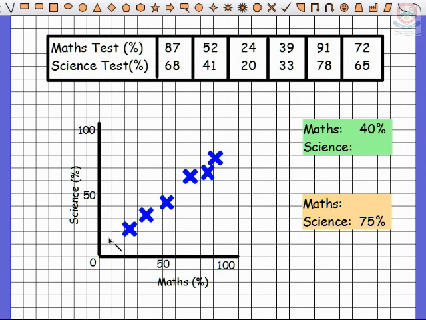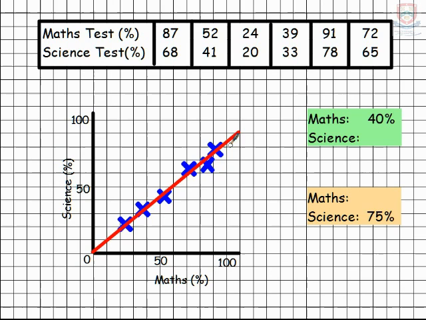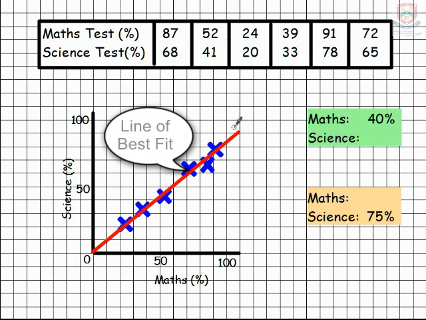Now I'm going to make an assumption here that if you get 0 on maths, you're going to get 0 on science. This might not always be the case, but a line that represents most of these points can be drawn through all of those points. This is called a line of best fit. It doesn't have to go through all the points, but should always be drawn on a scattergraph.